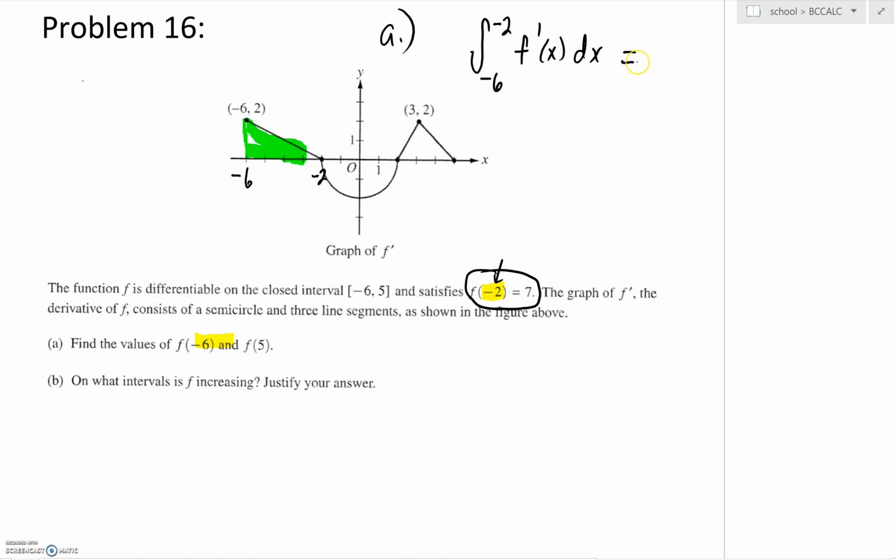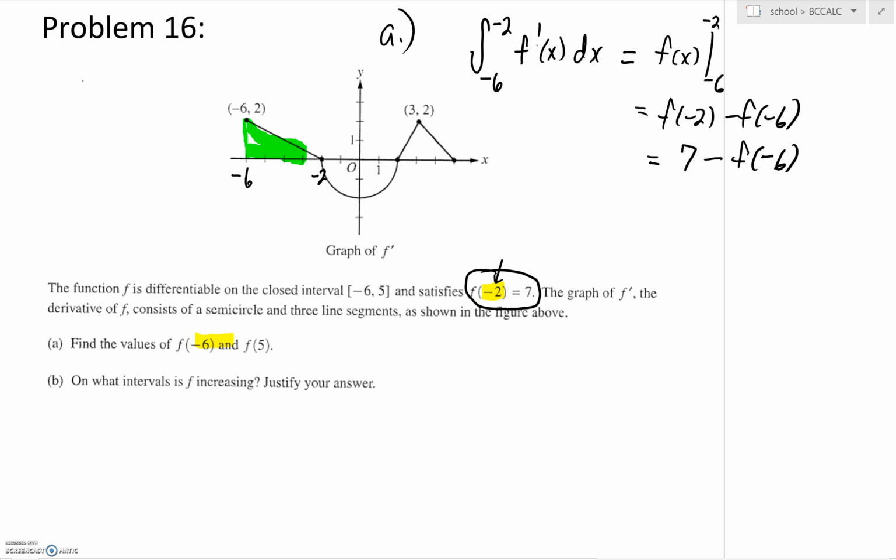We can go ahead and take an antiderivative. We can get f of x evaluated from -6 to -2. Look at this. This is f of -2 minus f of -6. Why is that so helpful? With the fundamental theorem, I was told something about f of -2. I'm told that that is 7, and I am looking for f of -6. So I'm able to find that pretty quickly.